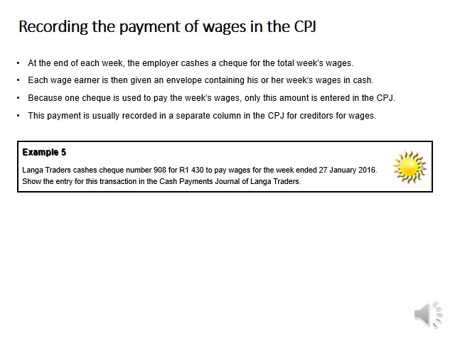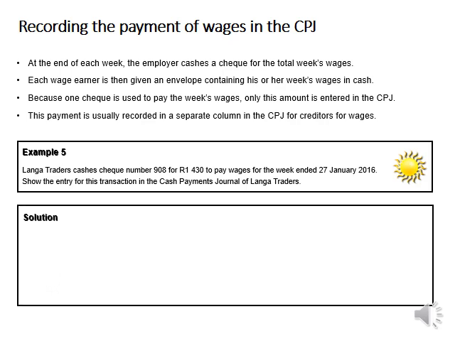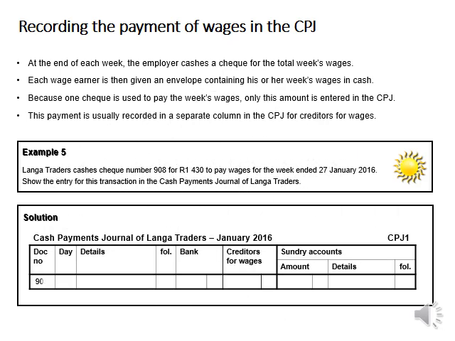Because it happens more than once during the year, there will be a column in the CPJ for creditors for wages. Lango Traders cashes check number 908 for 1,430 to pay wages for the week ended 27 January 2016. So the entry will be the check number, the day, the details will say cash because we cashed the check, the total amount, and in the column for creditors for wages, the wages will go. The same applies to the wages as to the salary. The deductions and the contributions will be posted to the ledger, and then at the end of the month, the payment will be made.